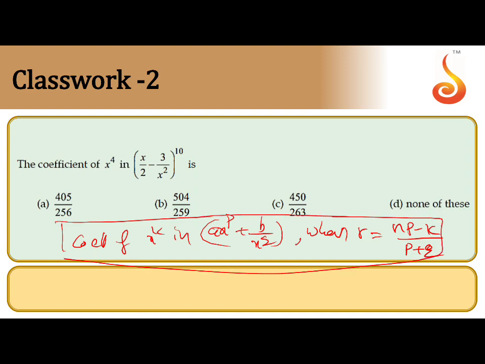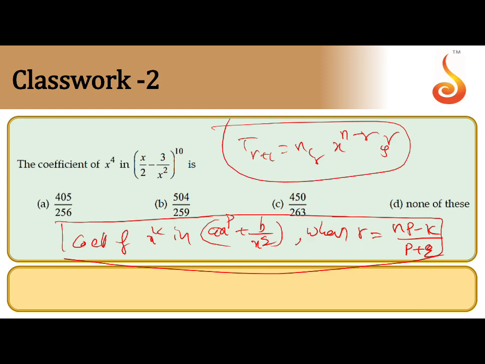If you find any term in the binomial expansion, there is a general term which is nCr x power n minus r into y power r. This is the general term of the binomial expansion. So we need the r value to find any term. So if you want to find the coefficient of x power 4, x power 4 means x power k, k is 4. So you want the p value and q value. How to get the p value? The exponent of x in the first term of the numerator is p.